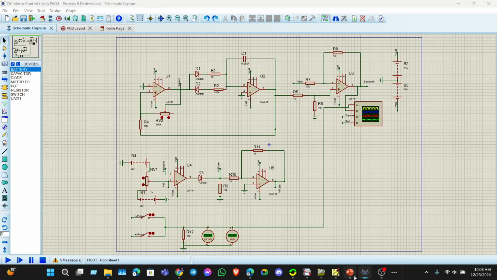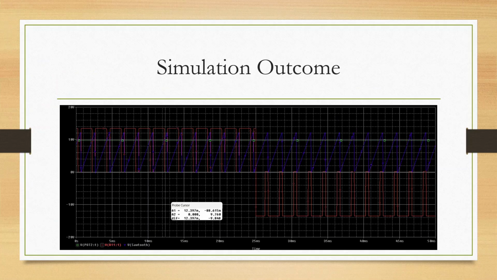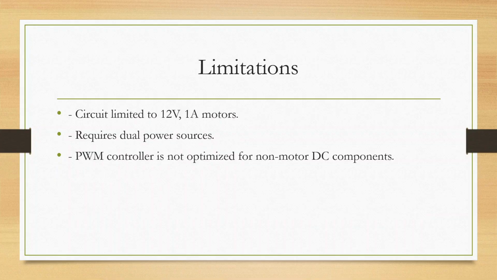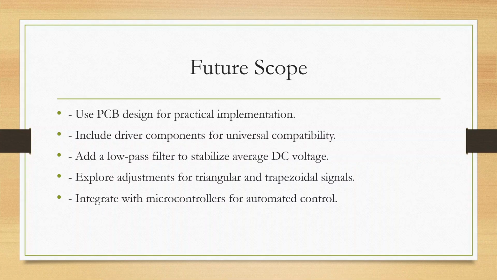So let's go back to our PowerPoint presentation. This is the simulation outcome from our PSpice. You can see that the 100% duty cycle will give us 100% average voltage, and the 50% will give us 50% voltage. Here are some limitations. It requires dual power sources. You can see that all the op-amps are using dual power, not a single power source. PWM control is not optimized for non-motor DC components and non-linear motor components.